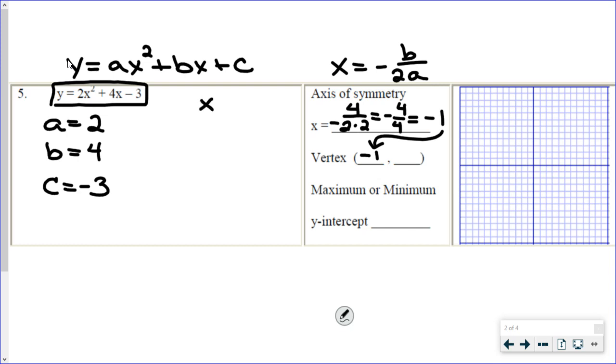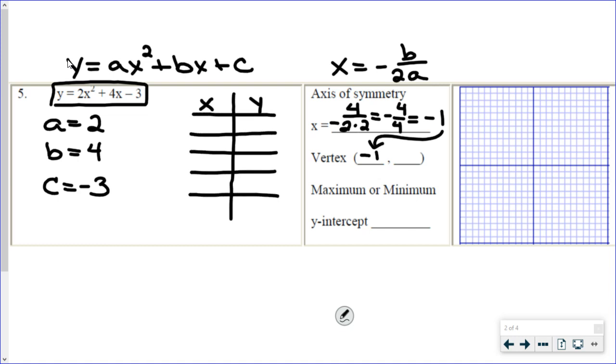Now make your x and y table with 5 spots: 1, 2, 3, 4, 5. And that vertex will be in the center one. And again, you go up 1, down 1, down 1. Be careful in your calculators. Those are negatives and not minus signs.